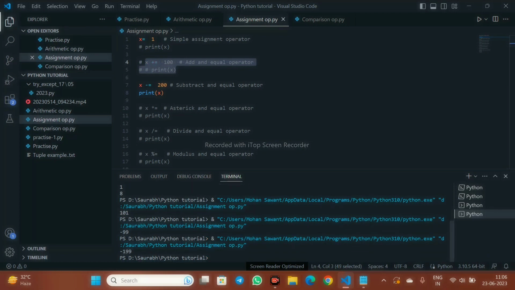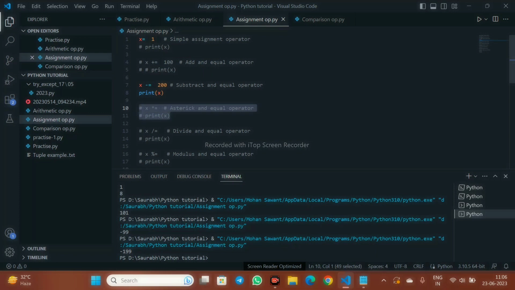Yeah, now it is right here. Actually, I have put here 200, but now it gives me the answer minus 199 because x is equal to 1. That is, variable 1 is assigned here, and here I have put my minus 200. That means 1 minus 200 is equal to minus 199. That is my answer for the next assignment operator, that is subtract.